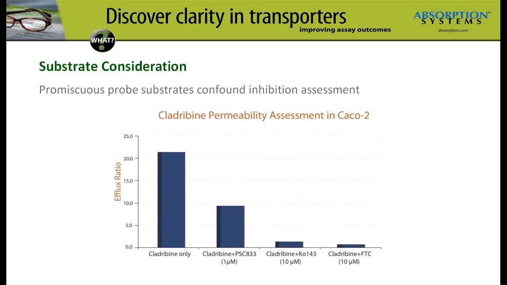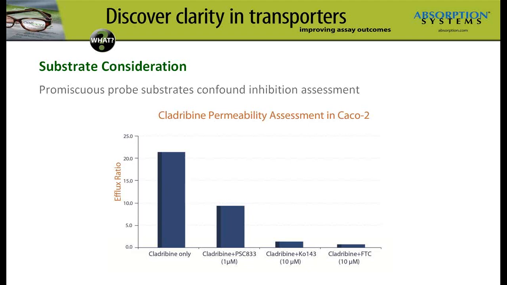So let's start with probe substrate considerations. It is well established that most probes have broad or overlapping substrate specificity. So identification of inhibition potential becomes a challenge on two counts. One, to be able to determine the specific transporter that your compound is inhibiting. And two, to obtain an accurate read of the true potency. I have an example here from our work when we were developing our BCRP inhibition assay.